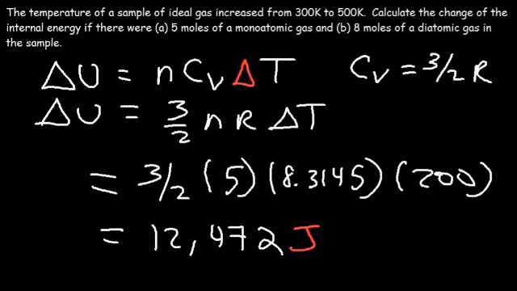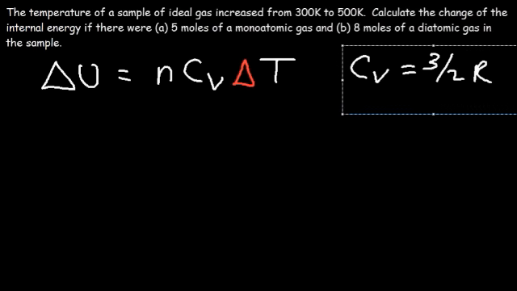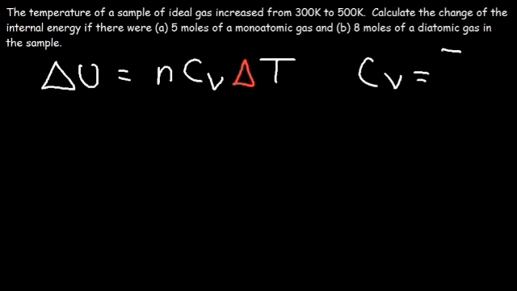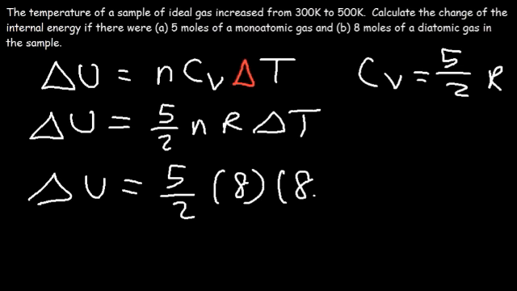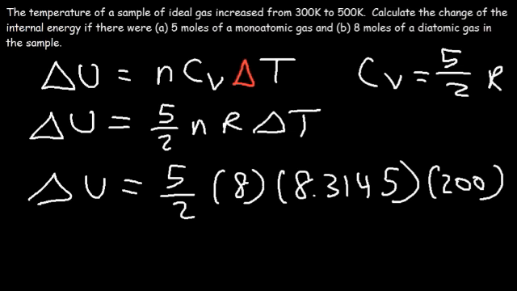Now what about part B? For part B, we can use the same equation, but for a diatomic gas, Cv is equal to 5 over 2 times R. So therefore, for a diatomic gas, we have the equation 5 over 2 nR delta T. In this part, n is going to be 8, R is 8.3145, and delta T is still 200 Kelvin. So this is equal to 33,258 joules.